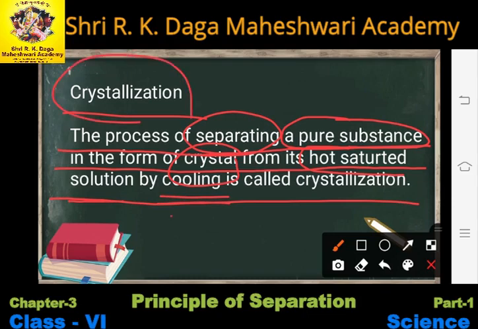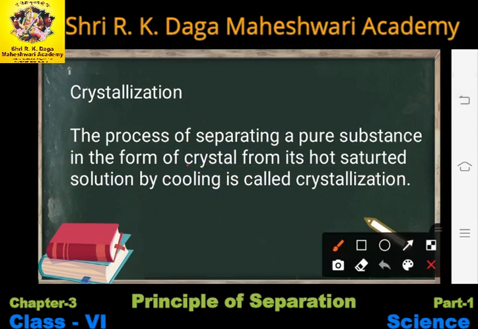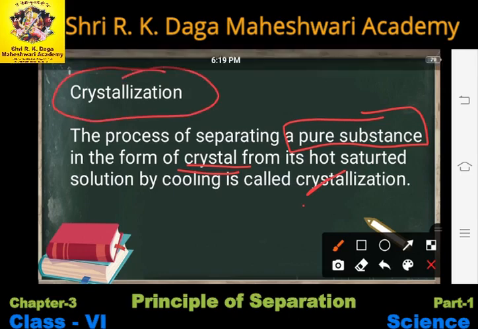हमने एक हॉट सैचुरेटेड सॉल्यूशन लिया और जब हम उसको ठंडा करते हैं, कूल करते हैं, तो क्या होता है? वो उसके क्रिस्टल्स बन जाते हैं, राइट? And those crystals are nothing but the pure substance that is contained in the solution, right? This process by which we can get the crystals is called crystallization.